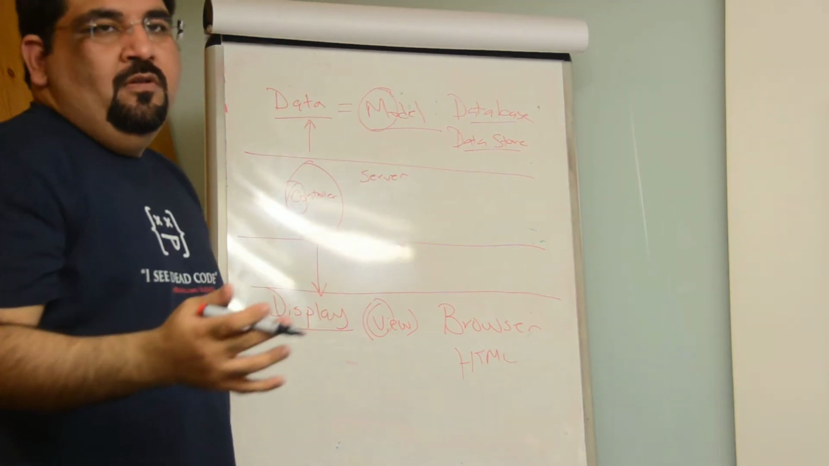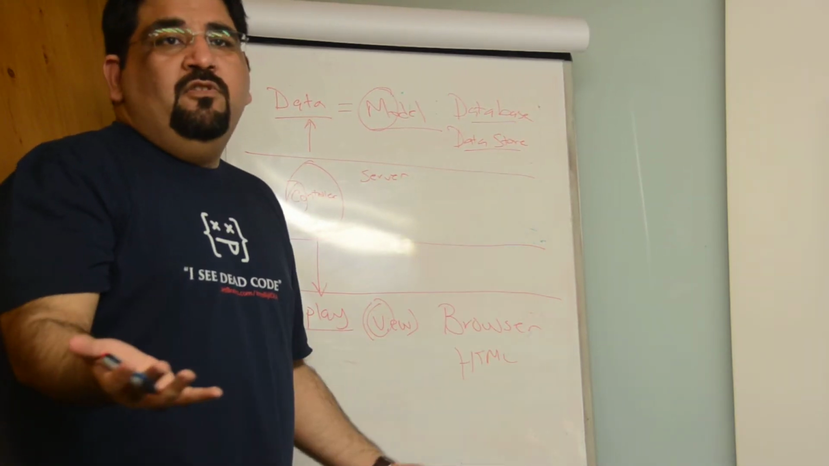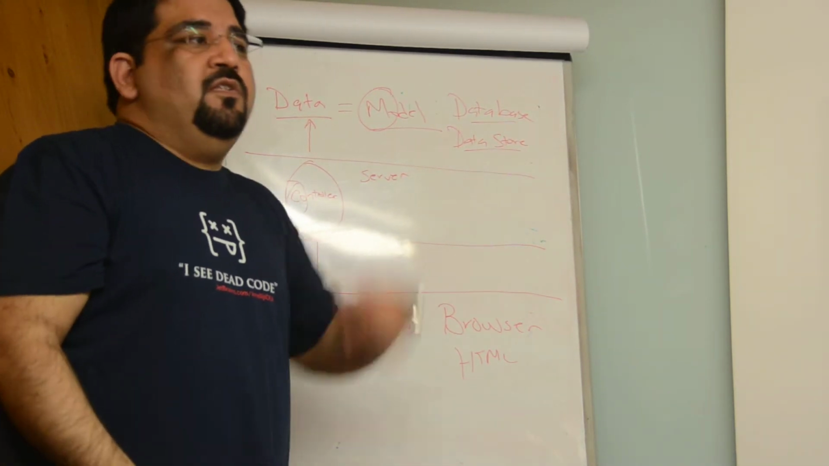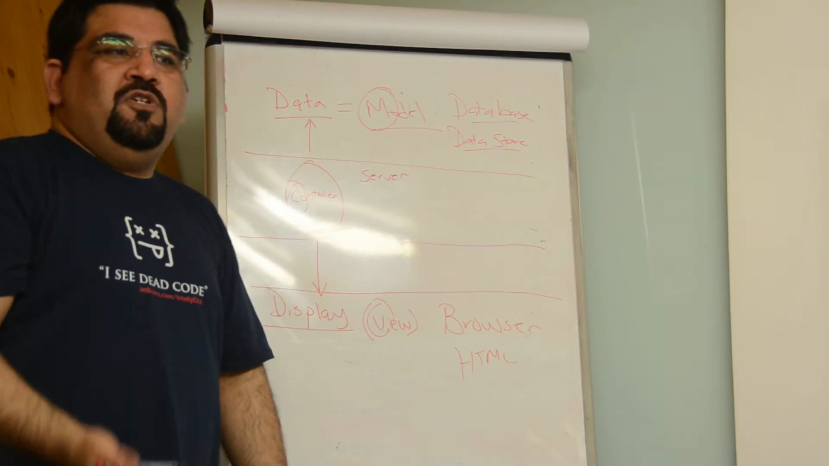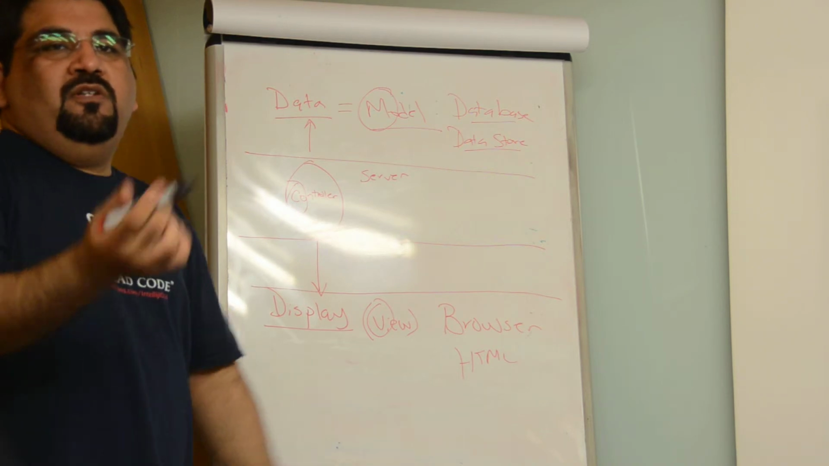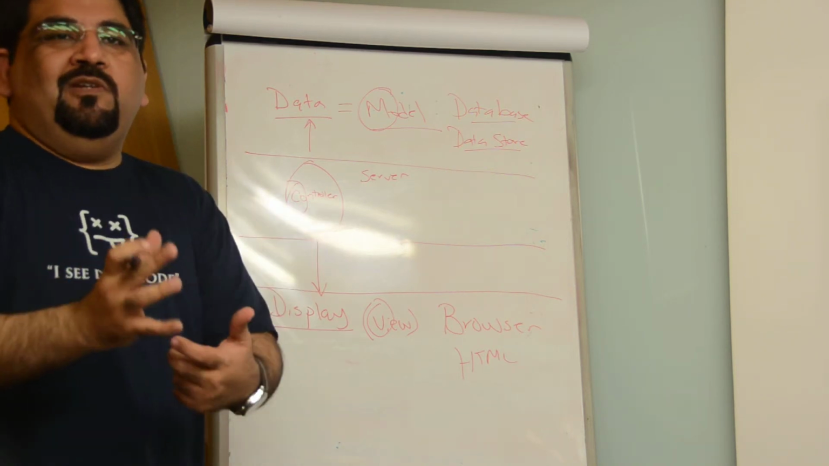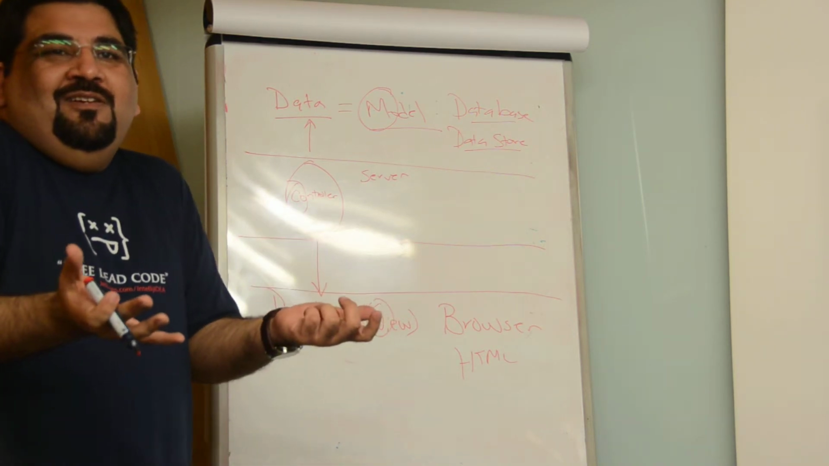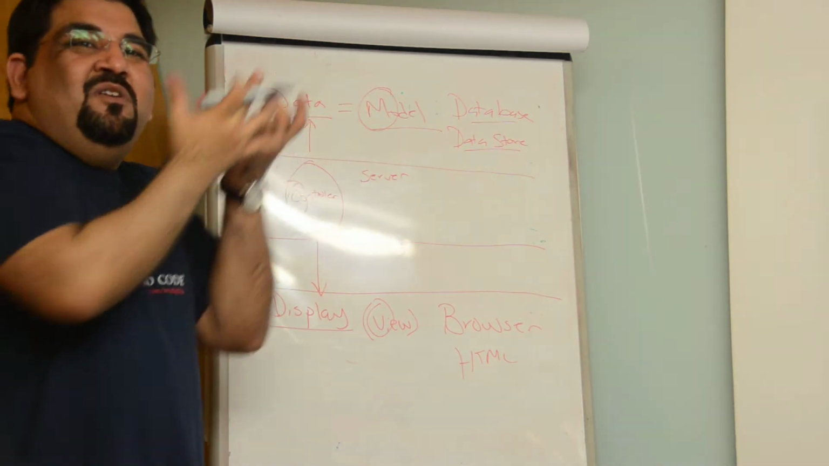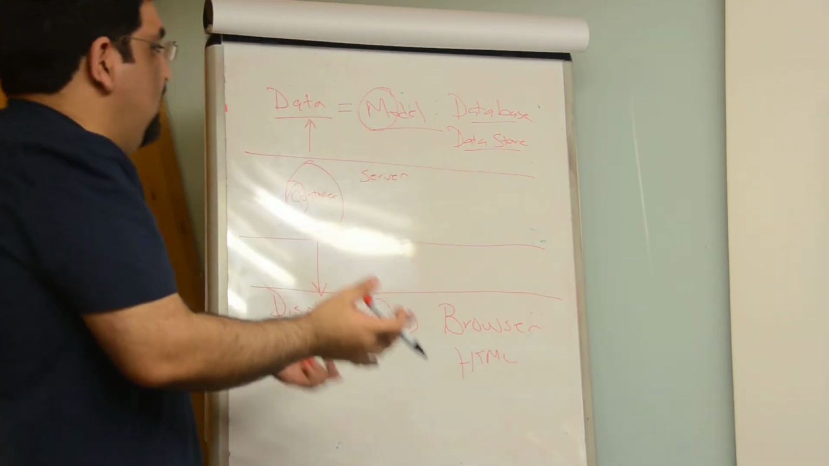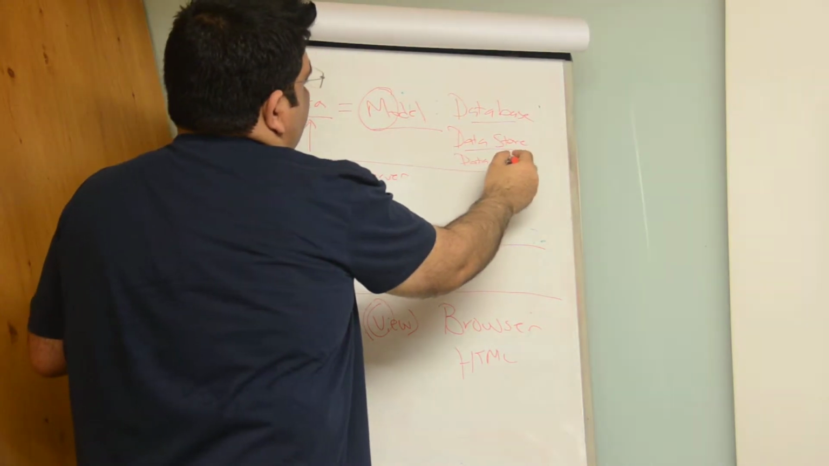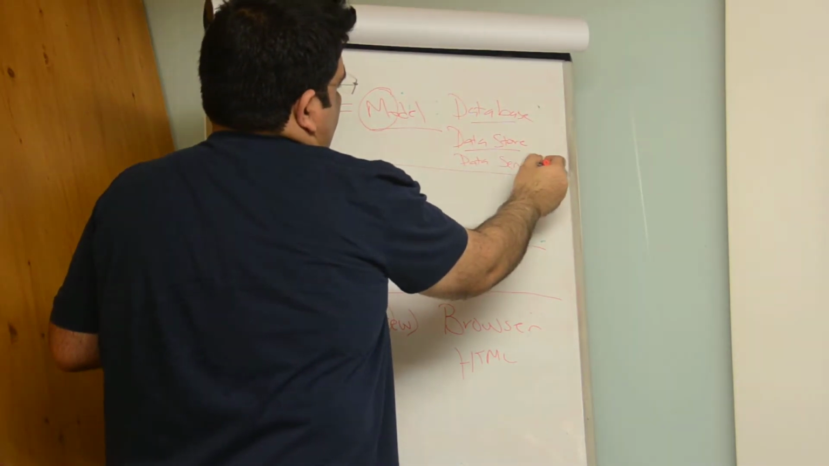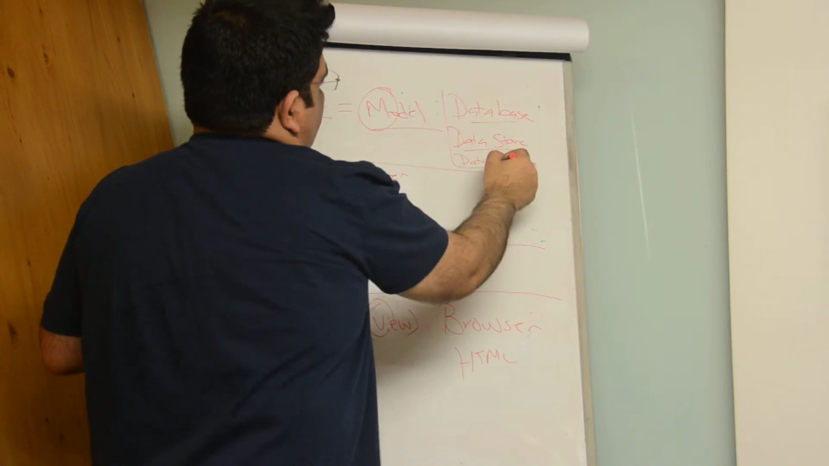Why am I saying data store? Because maybe it's a file, not a database. Maybe it's a service. Maybe in your application, what you're doing is taking tweets from Twitter and displaying them in a nice way. So you don't have a database, right? You have a data store or a data service. Another word for this would be data service. But the whole idea is this is the data.